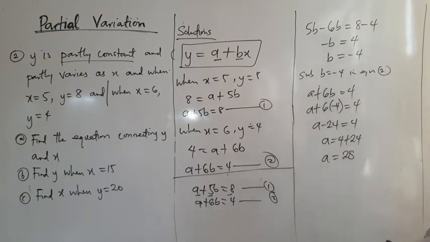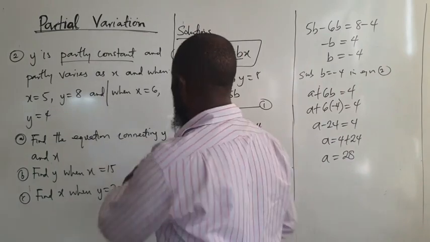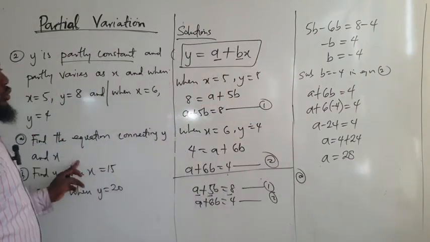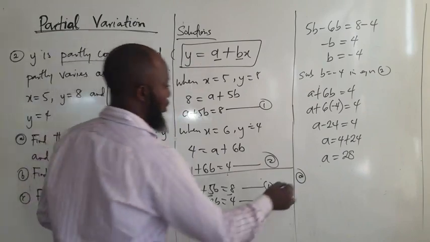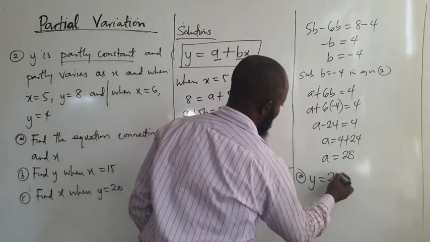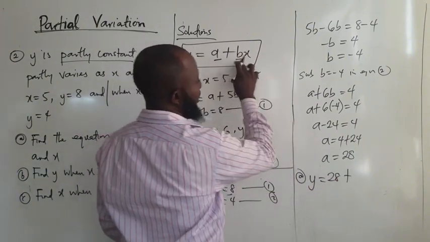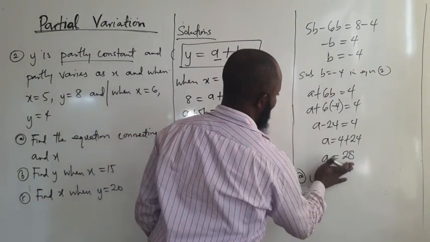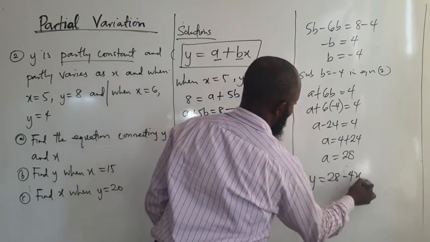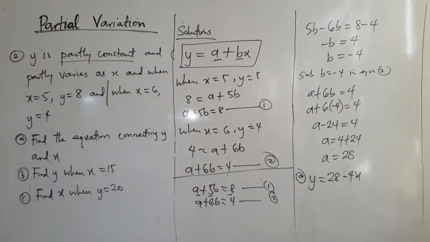So it now remains the equation connecting y and x. So A asks us to find the equation connecting y and x. So we just put the value of the constants in. That would be y equals A, that's 28, plus B, which is minus 4. So this will change to minus 4x.